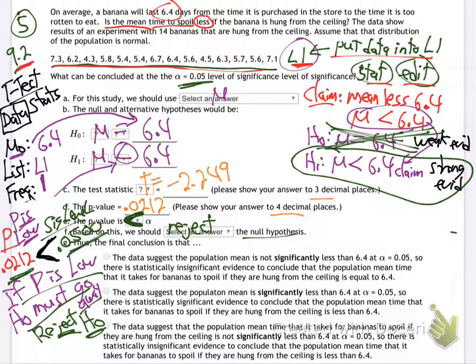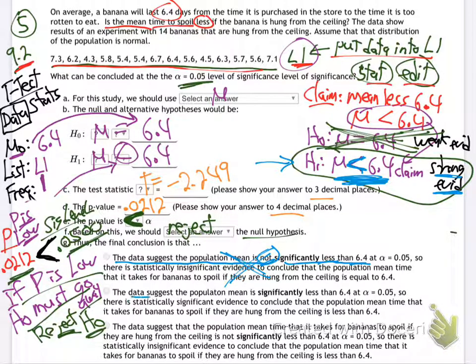And now let's try to come up with our final conclusion to the matter. What does that mean overall? Well, is it the first one? The data suggests the population mean is not significantly less than 6.4. Is that true? No. We concluded this, and we're saying it is less than 6.4. So that's wrong. They said it's not less than 6.4. No, it is less than. The statistical evidence says that it's less than 6.4. In fact, there's strong evidence that it's less than 6.4.